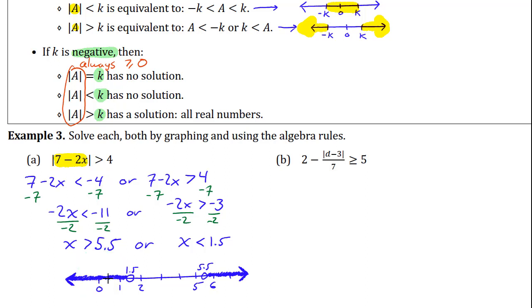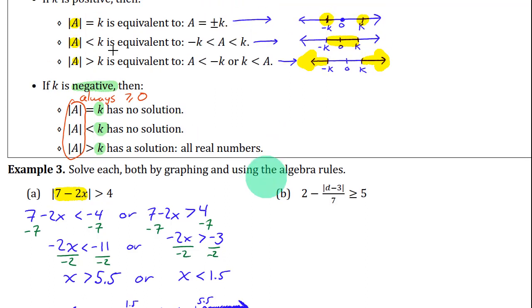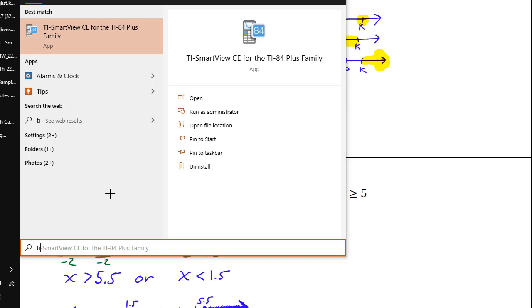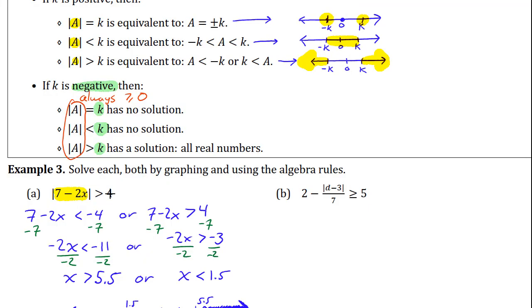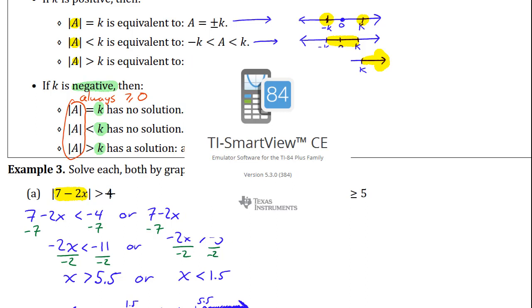Okay, so this is a lot of rules to remember. I guarantee, you might understand why the rules work and be able to come up with the rules again if you have to know how to deal with this, or you might not. A more useful thing is to know how to do this by graphing. So I'm going to open my graphing calculator app here.